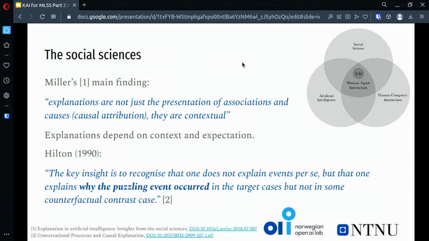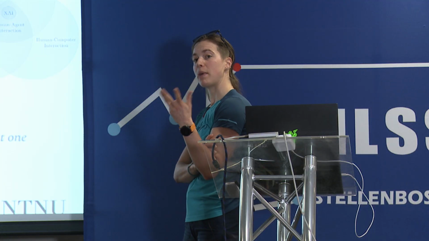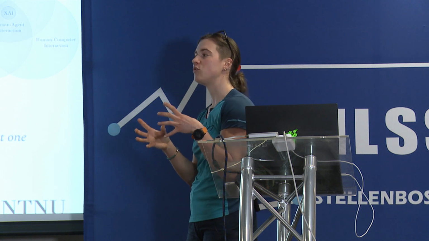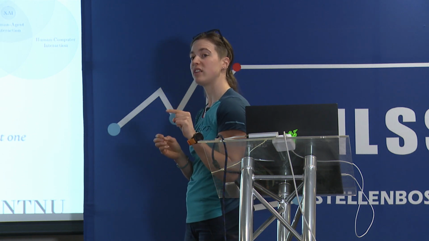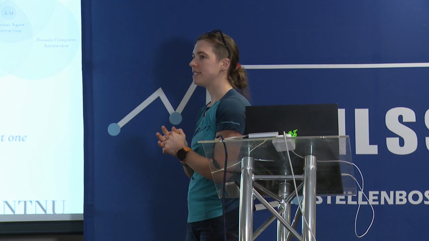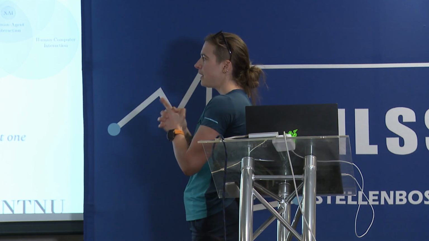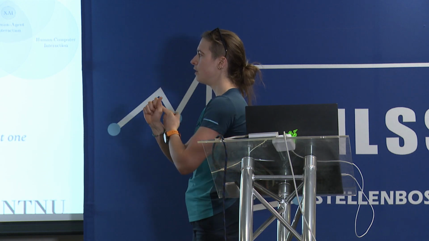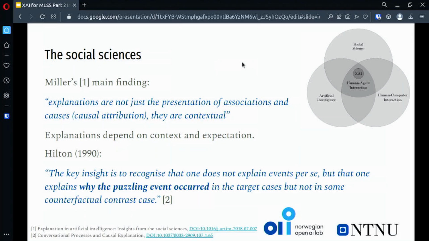He writes very well, and throughout the paper, he really tells you, these are the insights that I have found, and he condenses it really nicely. So this paper is not something he's written to show off how clever he is, but really to inform people. And one thing that he writes really early, his main finding, is that explanations are not just the presentation of associations and causes, they're also contextual, okay? So when you give an explanation, you have to take into account the context that an event has taken place or something has happened and that the person receiving the explanation is in.